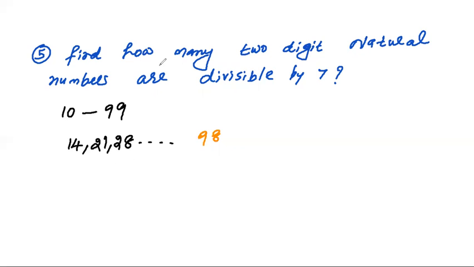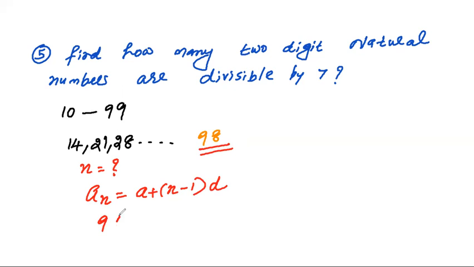What they are asking is how many two-digit natural numbers, so we have to find n. We know that n is the number of terms. They are asking how many terms there are, so we have to find the value of n. We know the formula a_n is equal to a plus n minus 1 into d. The nth term in this case is the last term, which is equal to 98.